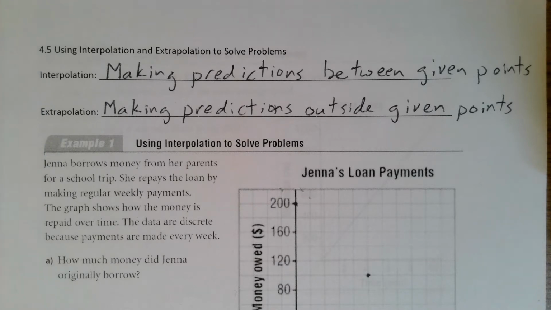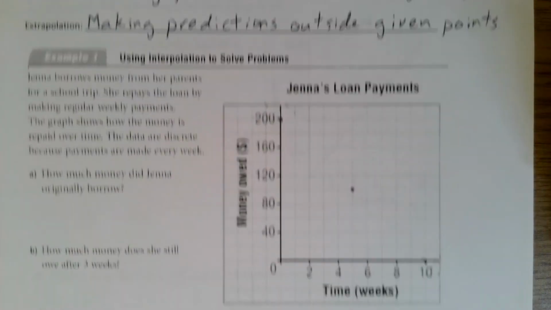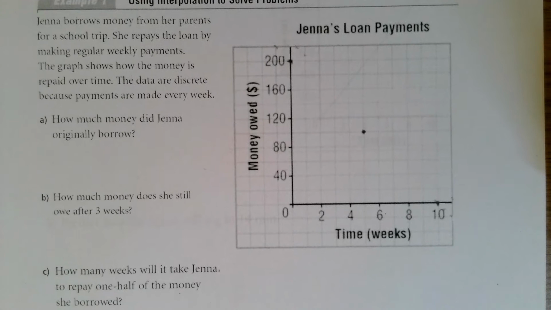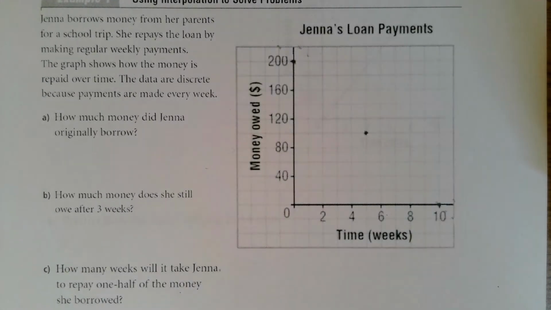Okay, let's have a look at an example here. First one, we're going to be using interpolation, so it's going to be between the points we were given. Okay, we've got Jenna that's borrowed some money, and she's going to be paying it back every week. So let's look at this graph and look at the questions. How much money did Jenna originally borrow?